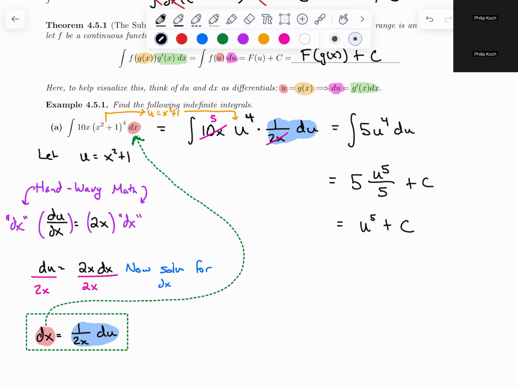But what's u? U equals x squared plus 1. So this is equal to x squared plus 1 to the fifth plus a constant c.